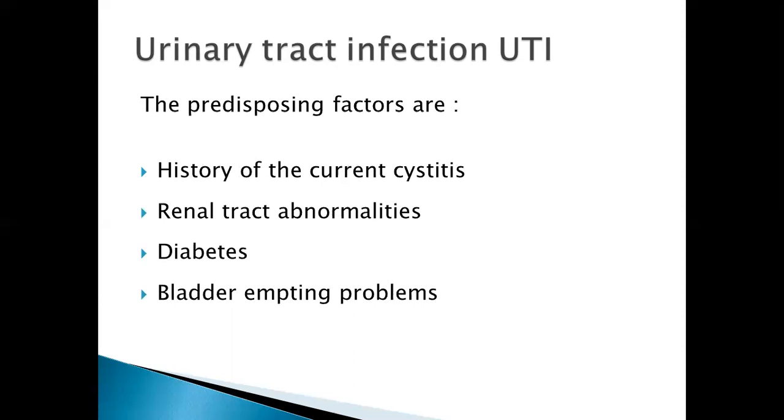The predisposing factors for UTI are history of recurrent cystitis, urinary tract abnormalities, diabetes mellitus, and bladder emptying problems.